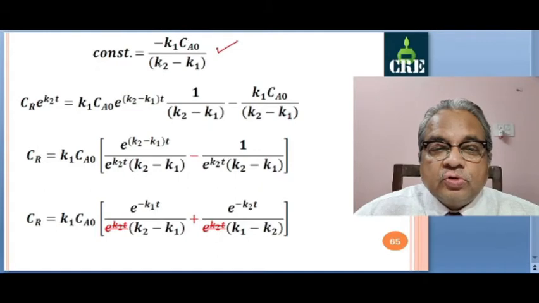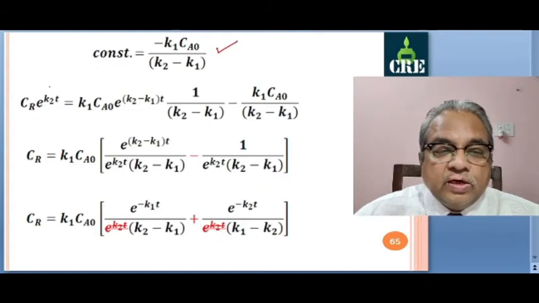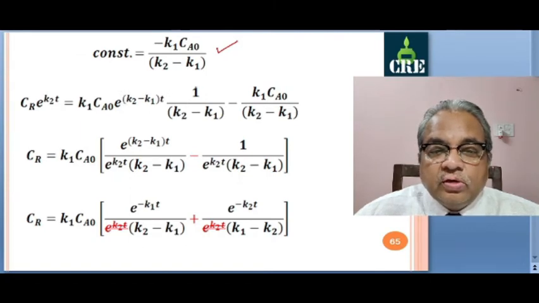So in the solution I substitute now the constant. So CR into e raised to K2t equals K1 CA0 e raised to K2 minus K1 into t into 1 by K2 minus K1 plus constant. So the constant is minus K1 CA0 by K2 minus K1. Okay. Now this K1 CA0 we can take outside the bracket, and the rest of the terms we can write. So you are left with K1 CA0 outside, e raised to K2 minus K1 t divided by K2 minus K1, and having taken that outside, we are left with 1 by K2 minus K1.